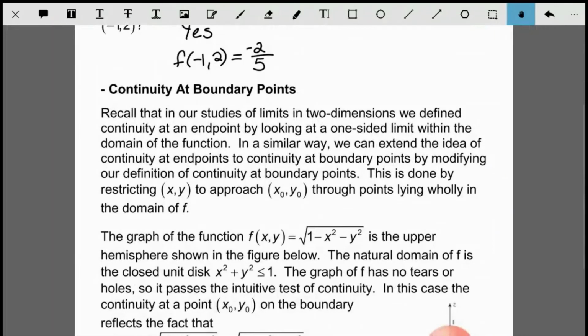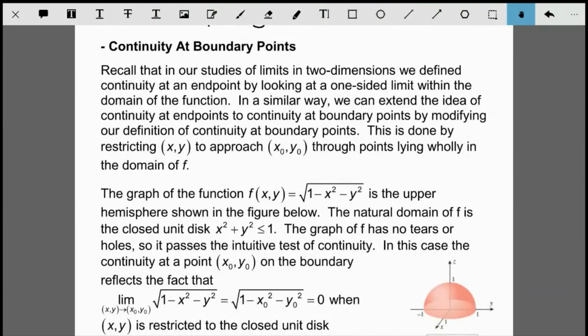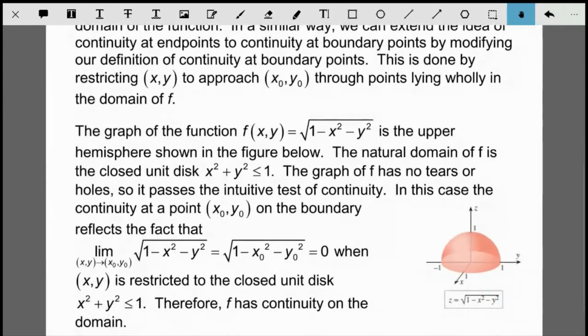All right, so when we talk about continuity at boundary points, remember when we were dealing in 2 dimensions, when we did continuity at endpoints, we had a special rule. In order for a function to be continuous at an endpoint, the function value had to equal the one-sided limit value. Well, in a similar way, when we're dealing with these multivariable functions, we don't really have endpoints, we have boundary points. So at boundary points, we have a special rule.